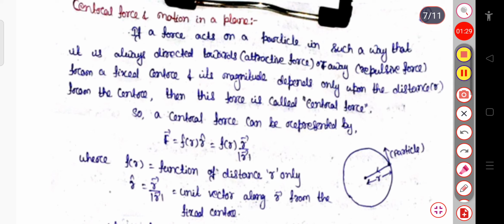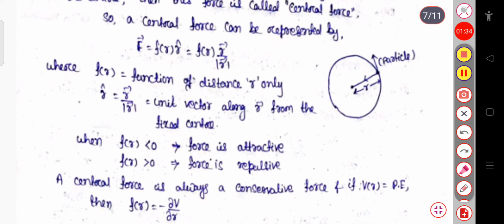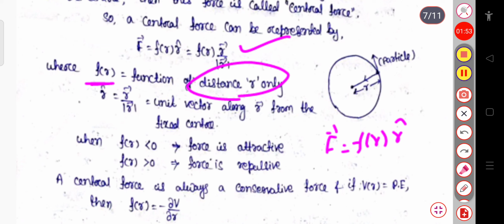motion. So the central force can be represented by capital F equal to small f of r into r cap, and here r cap equal to r vector divided by the magnitude of r. That is the central force notation. Here f of r represents the function of the distance r only, and r cap equal to r vector divided by the magnitude of r is the unit vector along the r vector from the fixed center. The center is fixed here.